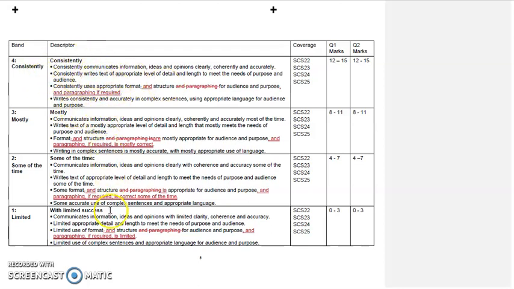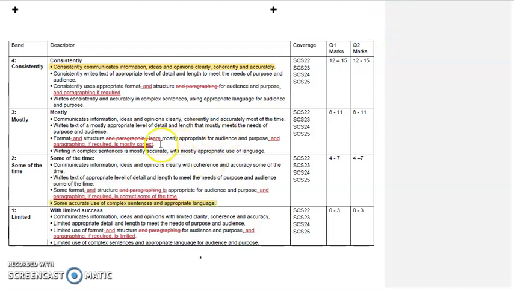Okay, so the key indicators are here with limited success. So if your information and ideas aren't particularly clear, then you'd only get a 1 for that. You'd only be in band 1 for that. And what we do is we work out overall. So say, for instance, someone is communicating information, ideas and opinions clearly, consistently and accurately. So they're getting across the information they need to get across and they're going into the right sort of level of detail. Okay. However, they're not using complex sentences that well. So they've only got some accurate use of complex sentences and appropriate language.